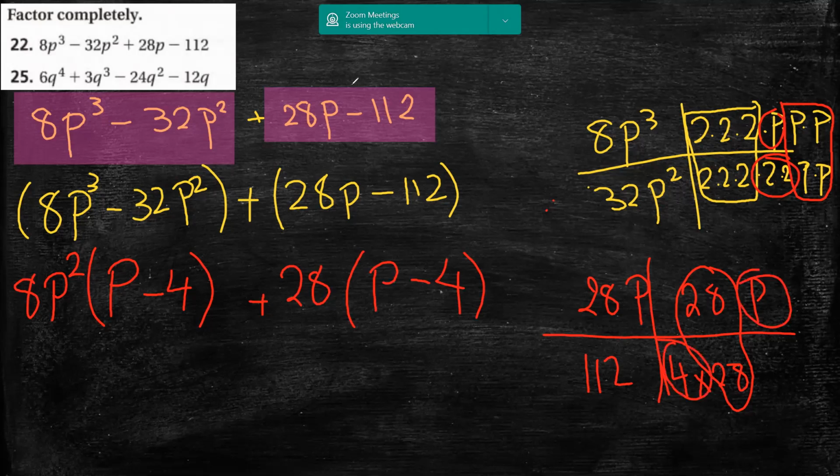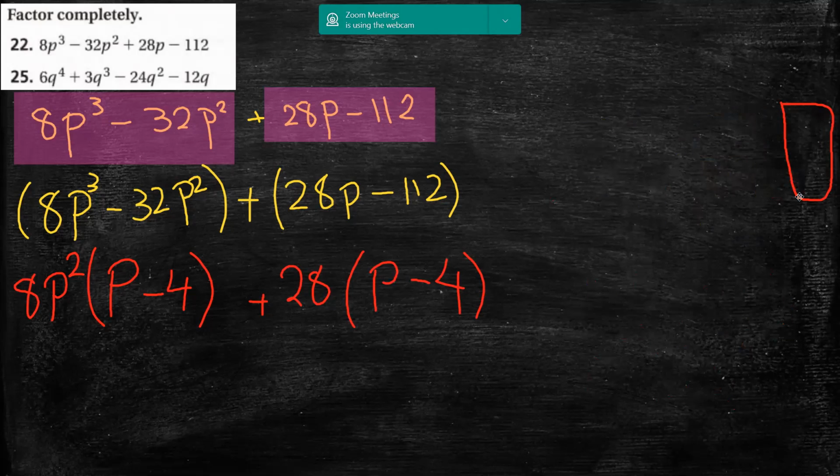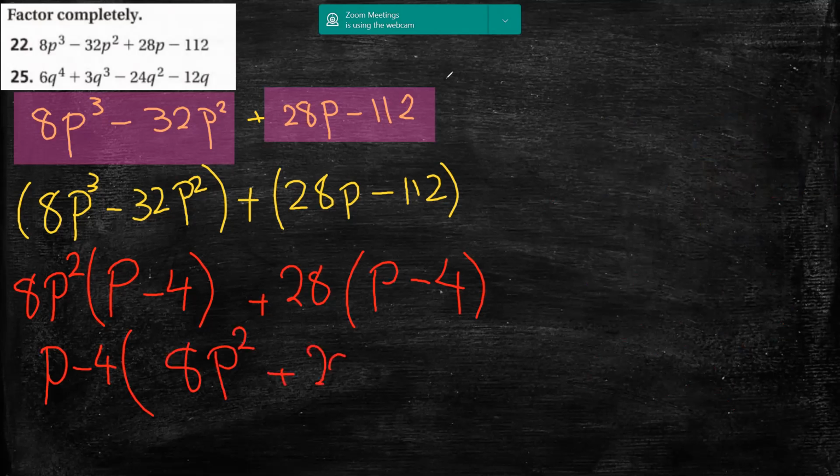Then after that now, let's do what we learned before. Let's take p minus 4 as a common factor. So we have inside here 8p squared plus 28.